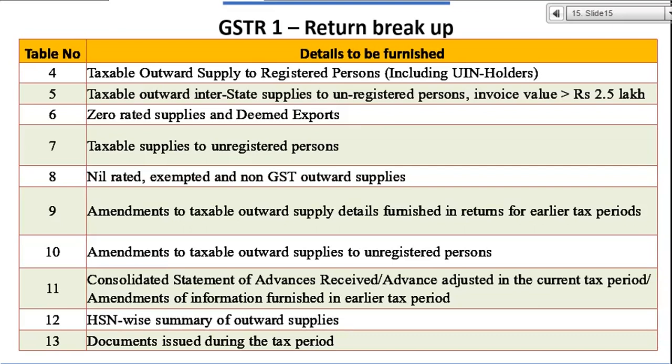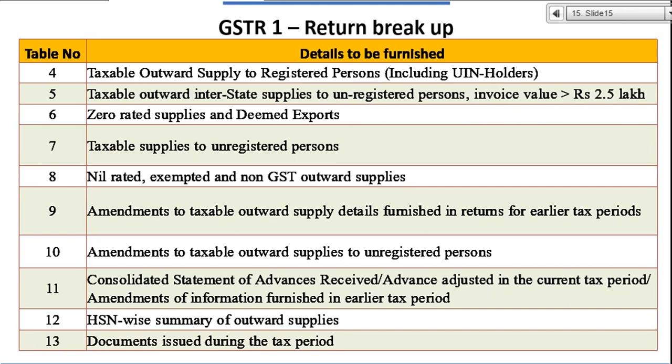Tables 1, 2, 3 are your name, GST number, trade name and so on, which are auto-populated, so we don't have to fill them in. Table 4 is your taxable outward supply to registered taxpayers, that means B2B taxable outward supply. Then we have B2CL, that is taxable supplies to unregistered customers whose single invoice value is more than 2.5 lakh rupees and the recipient is located outside the state of my registration. We'll see what B2C and B2B are.